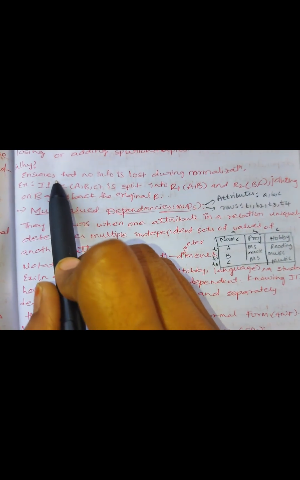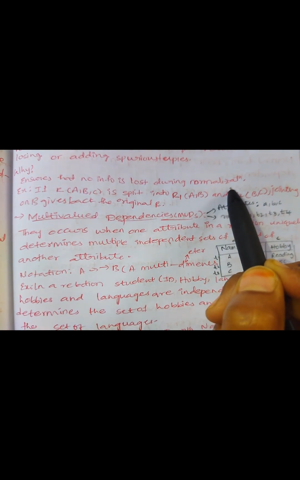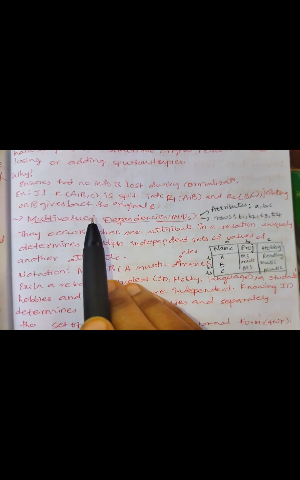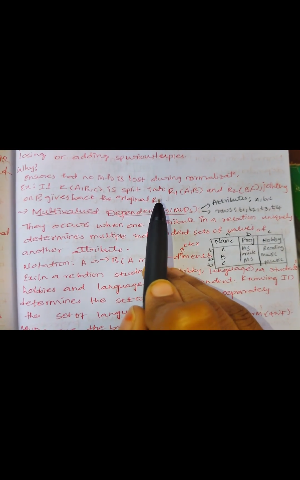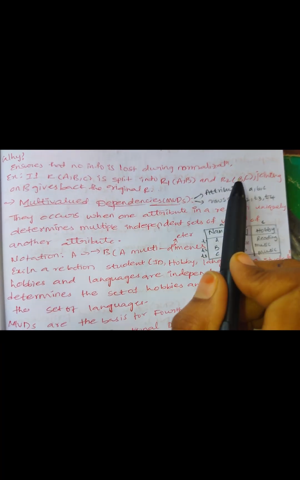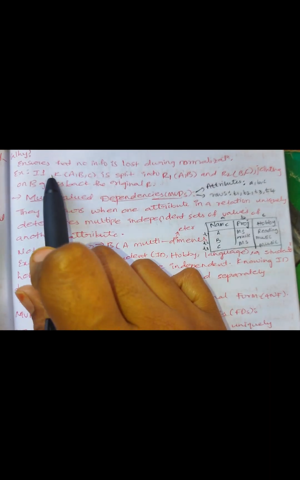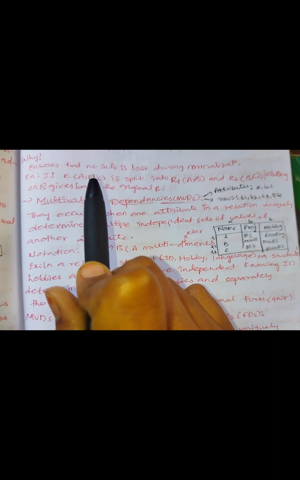Why is the lossless join decomposition concept introduced? Because it ensures that no information is lost during normalization. So lossless join decomposition is used for no loss of data. For example, R is a relation containing three elements A, B, C, split into R1 and R2 with AB and BC, and after joining these two, we get back the original table. This is the main purpose of this concept.